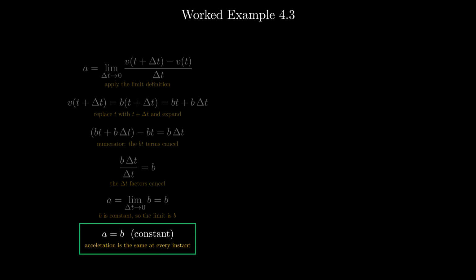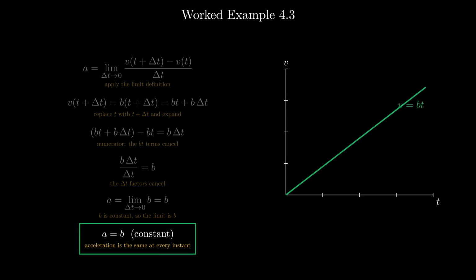Constant acceleration. This makes physical sense. The velocity, v equals b times t, is a straight line on the velocity time graph. A straight line has the same slope everywhere, and that slope is b.